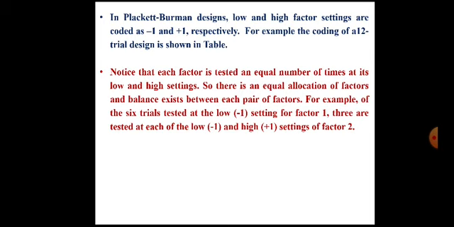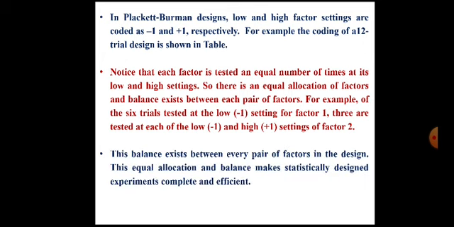For example, of the 6 trials tested at low settings for factor 1, 3 are tested at each of low and high settings for factor 2, as I explained to you in the earlier table. So this balance exists between every pair of factors in the design. This equal allocation and balance makes statistically designed experiments complete and very efficient. As compared to one factor at a time and full factorial design, this method is not at all time consuming.